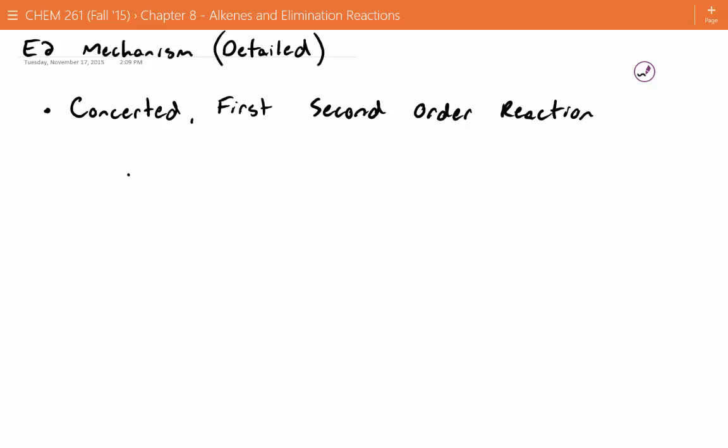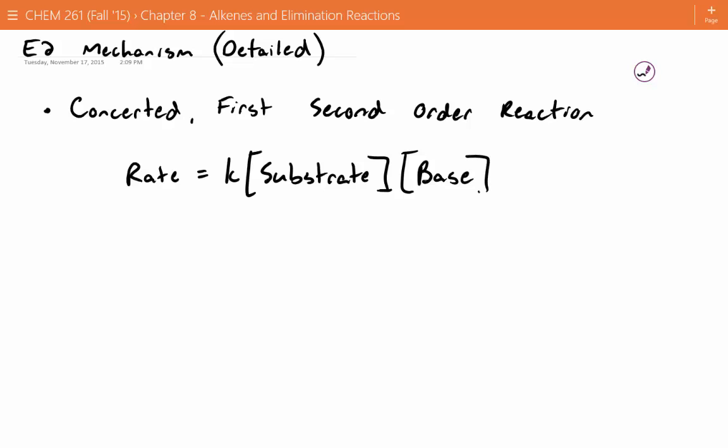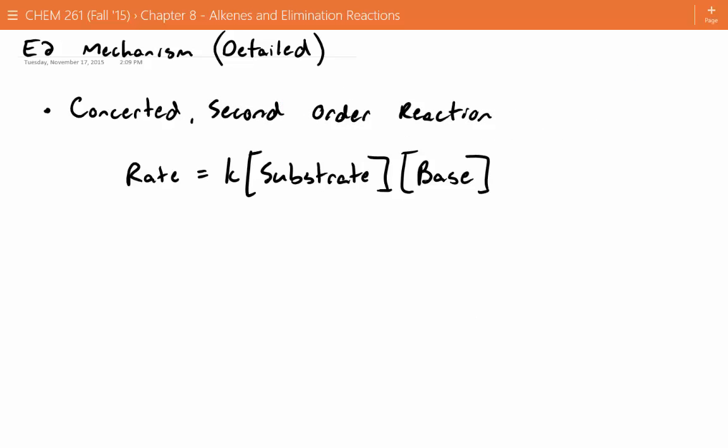So if we think about the rate, sorry guys, I messed up there. Our rate is going to be equal to our small k times the concentration of our substrate times the concentration of our base. Concerted second order reaction. That was my fault. The rate is due to both the concentration of your substrate and base. It requires them both colliding or reacting with one another in order for the reaction to proceed.